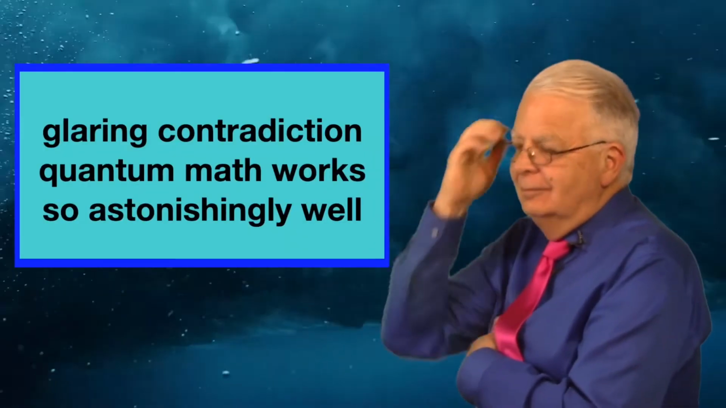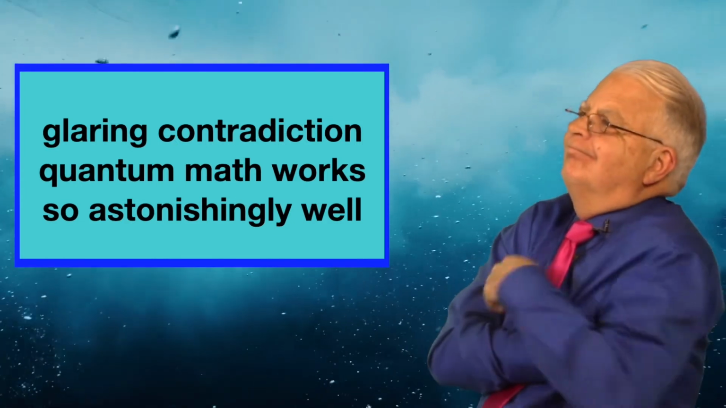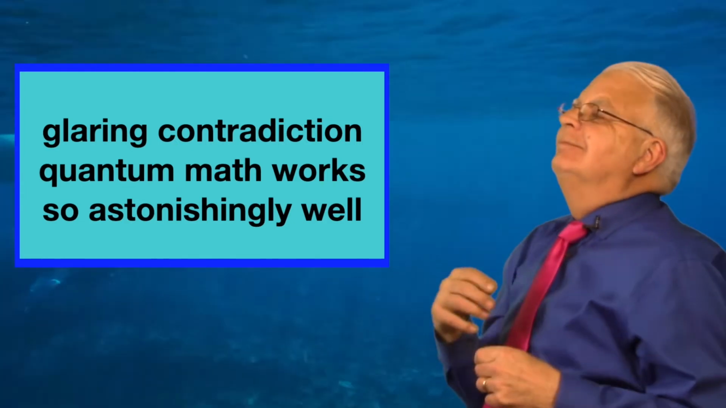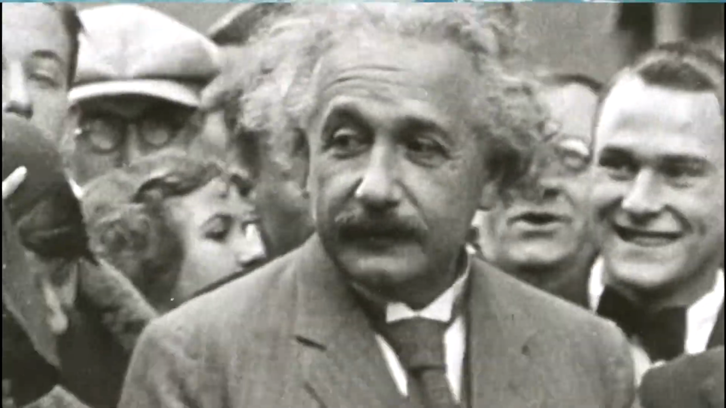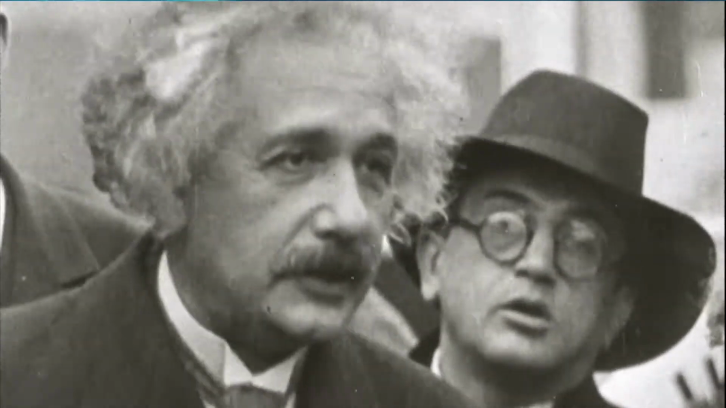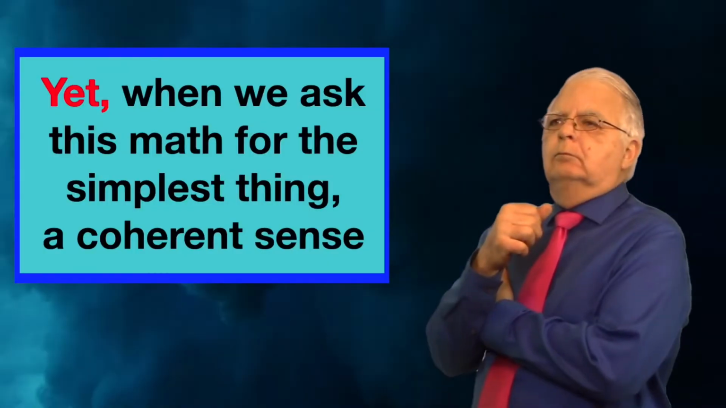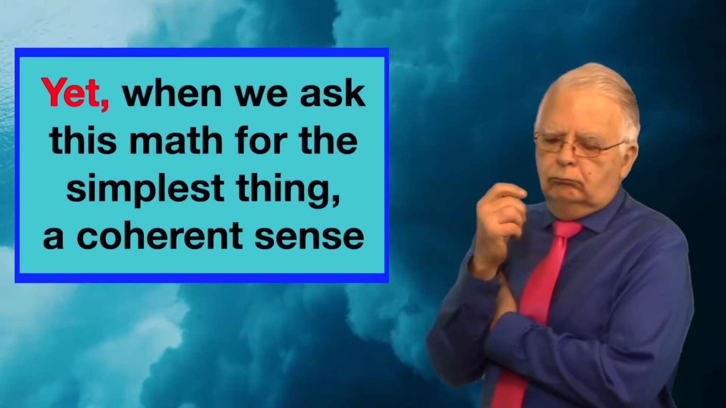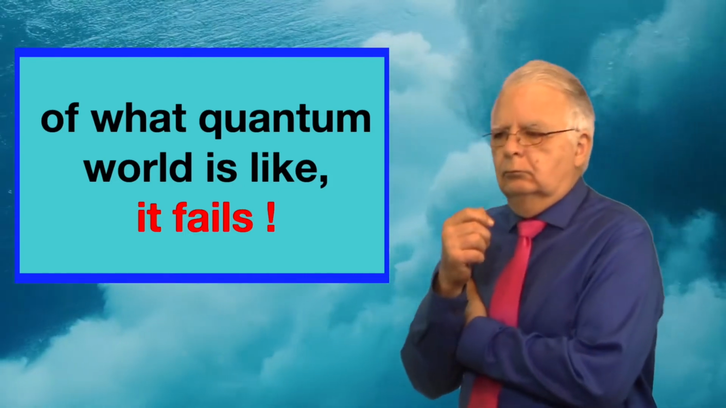The glaring contradiction of quantum mathematics is that quantum math works so astonishingly well. It is dead accurate across the board. Quantum math is the most accurate and productive mathematics humans have ever had, the source of smartphones, the internet, the entire high-tech economy. And yet, when we ask this mathematics for the simplest thing, namely a coherent sense of what the quantum world is like, it fails and leads to endless disputes among scientists.